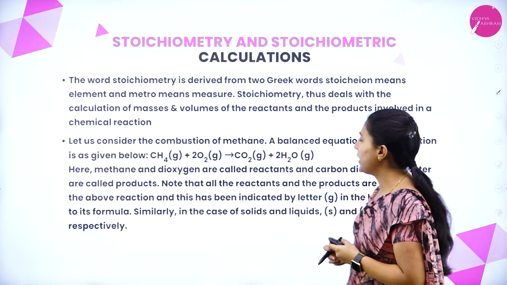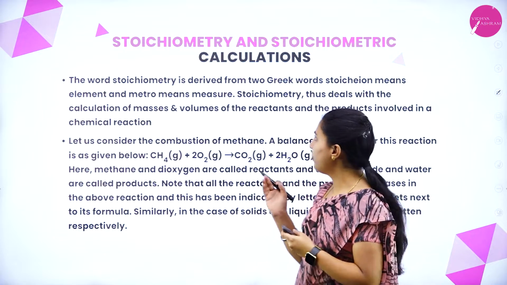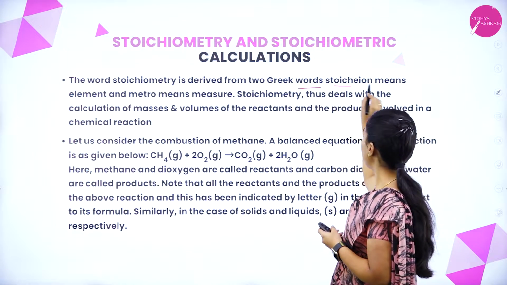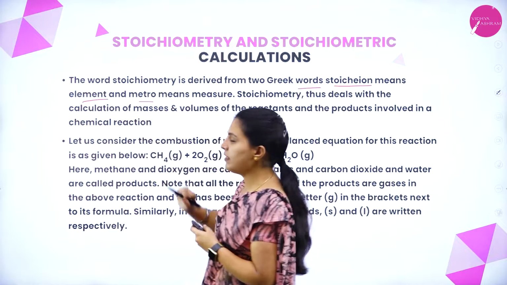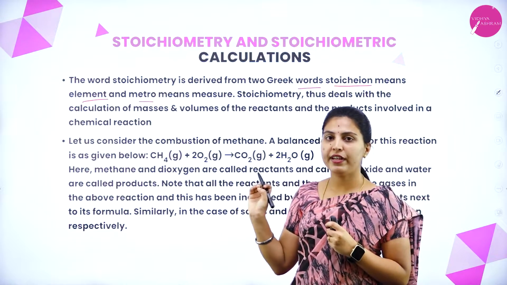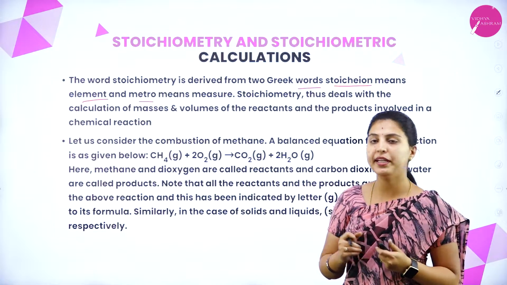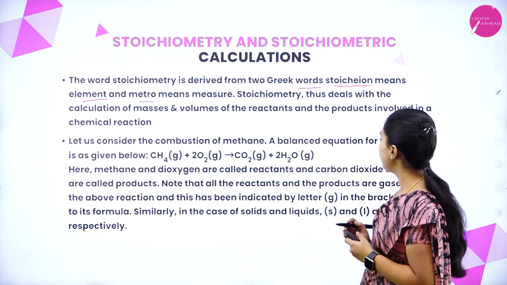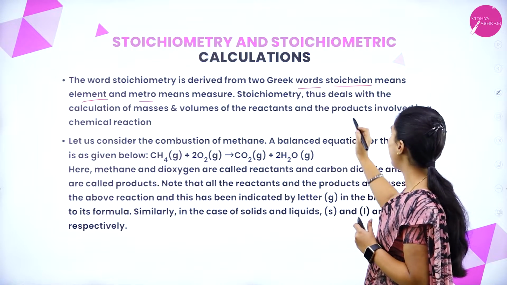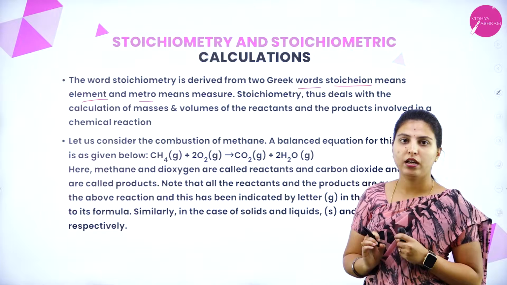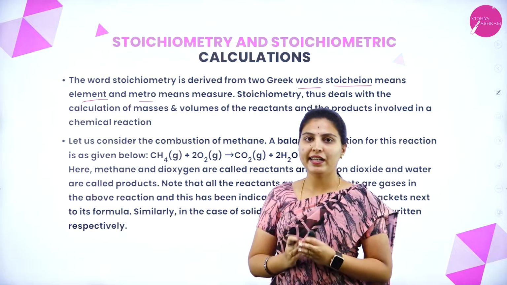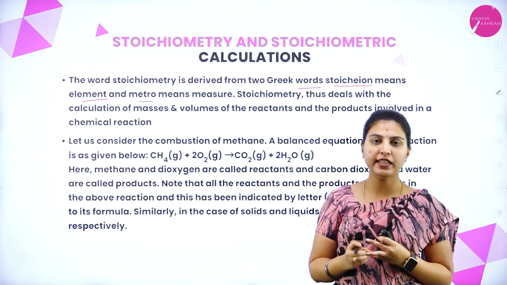Next is stoichiometry and stoichiometric calculations. The word stoichiometry comes from two Greek words, stoichion meaning element, and metron meaning measure. Stoichiometry thus deals with the calculation of masses and volumes of the reactants and the products involved in a chemical reaction. Stoichiometry means the measurement of the elements present in the chemical reaction. In a chemical reaction, what things will be present? Reactants and products.